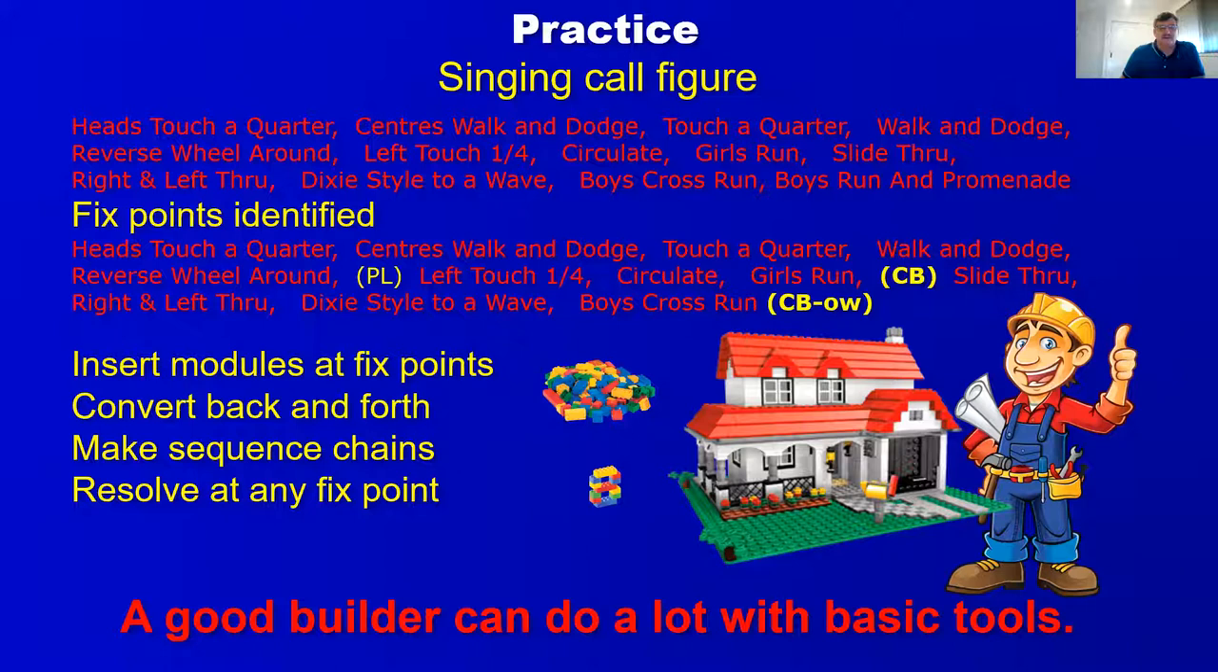You can resolve at any fixed point. After this girls run, I'm in a corner box. They didn't quite get that girls run. What do I call here? Allemande left. Give them a couple seconds and they'll find their partner, promenade home. You can make a sequence change, but the beauty of fixed points is you can fix it there, you can fix it there, you can fix it there. Or you can just keep on going with short sequences as long as the dancers want to do. A good builder can build an awful lot with a few basic simple tools.